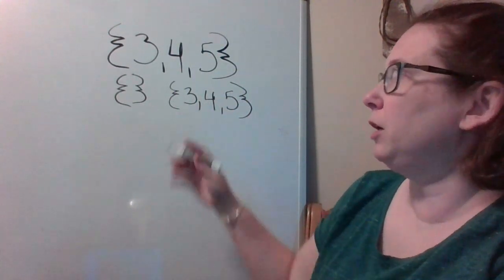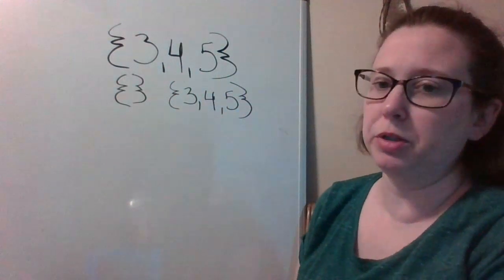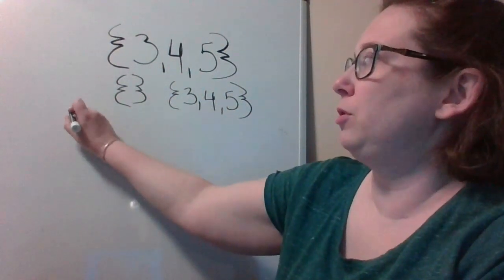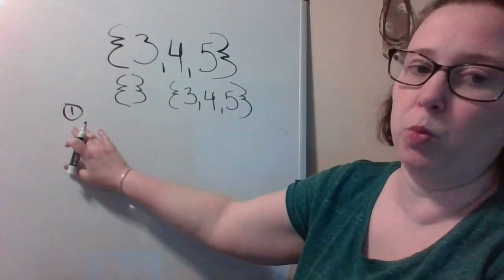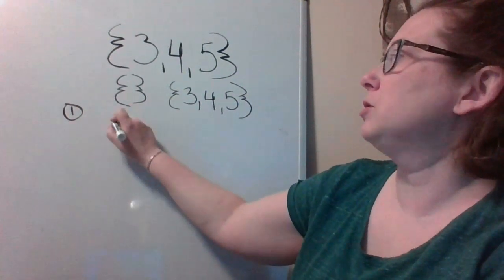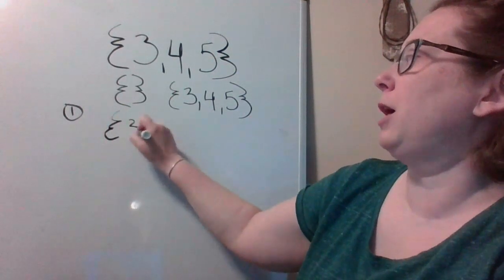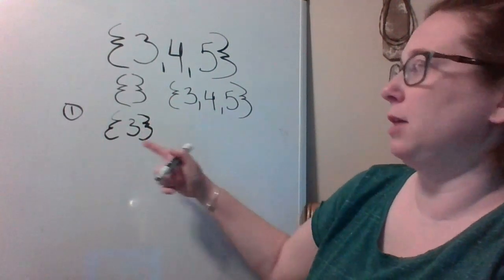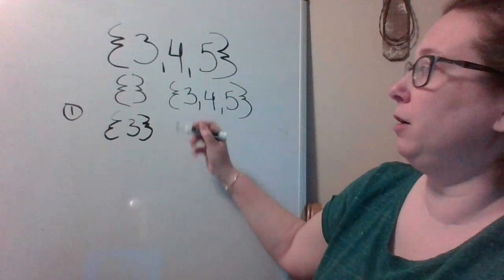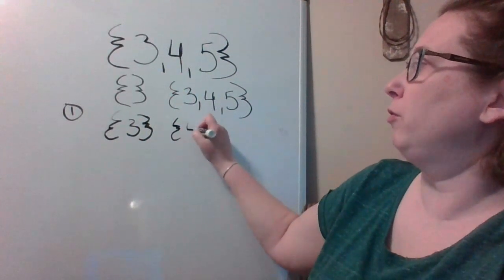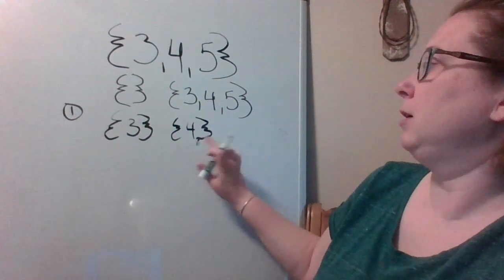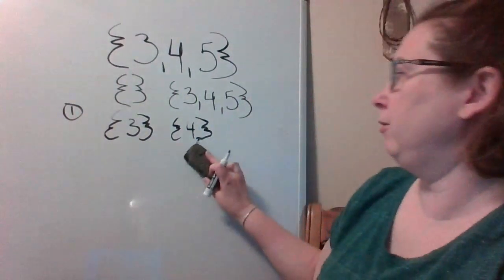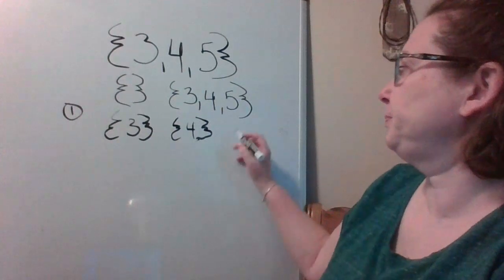The next thing that you're going to do is break down your subset. So when you do this, you want to make sure that you have all combinations of just one element. So we're going to list each element separately and say, okay, well, 3 is a subset of 3, 4, 5. 4 is also a subset, and 5 is also a subset.